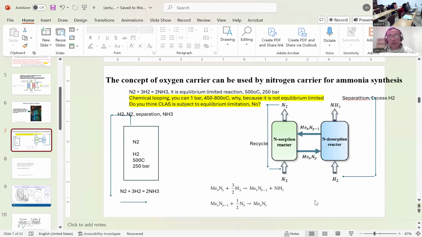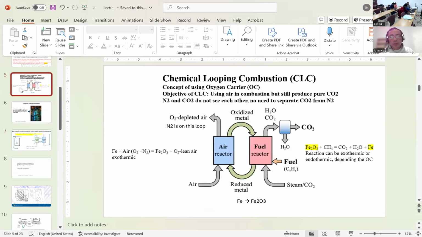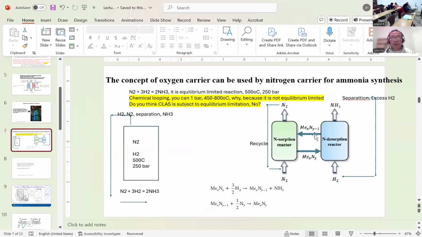If you recall yesterday, we discussed the background of chemical looping, beginning with chemical looping combustion. Then, based on the same theory, we said we can use the same concept used in chemical looping combustion for nitrogen, as a nitrogen carrier, and then do the chemical looping. We also discussed the flow diagram, how we activate nitrogen. That's what we did yesterday.